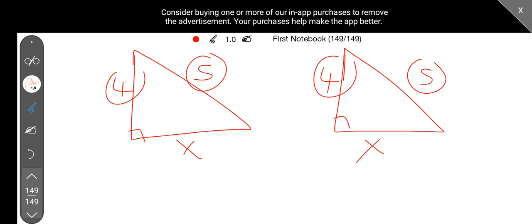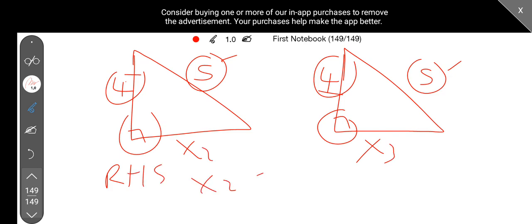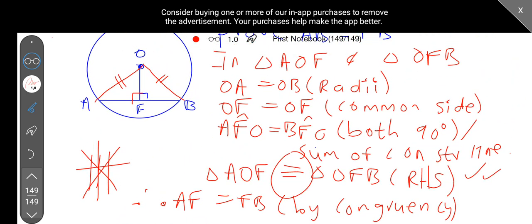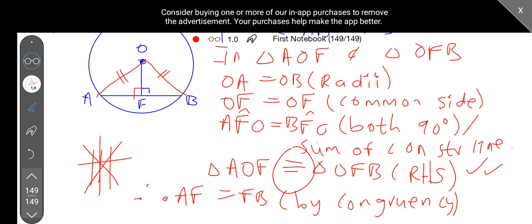So by proving congruency, we can see that we've got a right angle, hypotenuse, and the side. So we can say that by RHS, we can conclude that x is equal to x here. This means that the x in there is the same as the x in the other triangle. I hope it is clear. So that is why we said, therefore, AF is equal to FB. Because AO is the same as OB and OF is the same as OF, it means the triangles are the same. We said they are congruent, meaning they lie on top of each other. Therefore, we can simply conclude that AF is also equal to FB.